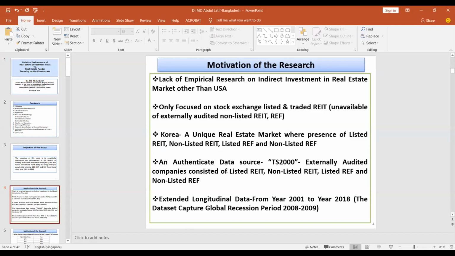There was also an authentic data source, that is TS 2000. The data was from externally audited companies, where I have taken the data. So it also instigated me to do this study. The previous studies were more short-term based, like 5 years or 6 to 7 years. In this case, I had 18 years of panel data. And it also captured the global recession period, 2008, 2009. So these things motivated me to do this research in this REIT and RIF comparison study.